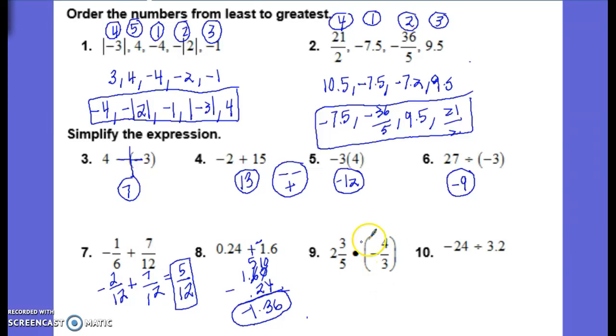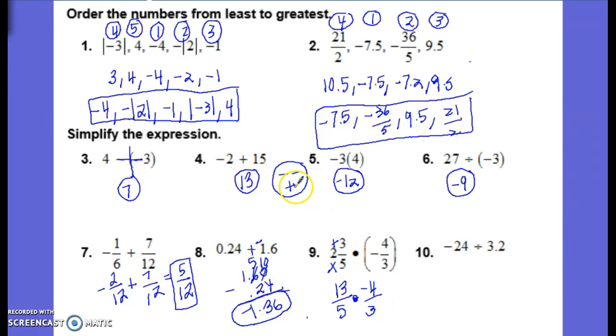Number 9, we're multiplying. Multiplying is actually a lot easier than adding or subtracting. So first off, I would change this to an improper fraction. So 2 times 5 is 10, plus 3 is 13. So that's 13 fifths times negative 4 thirds. And you just multiply straight across.